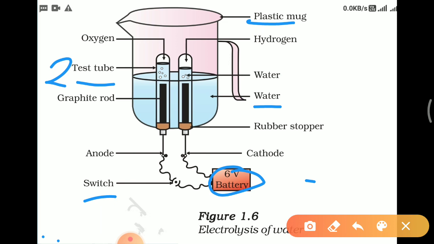So in the test tube where the collected gas is less, it is oxygen gas, and where the collected gas is more, it is hydrogen gas. Here also we should know it is the electrolysis, or decomposition by electricity, of water, and due to the decomposition of water there is the formation of hydrogen gas and oxygen gas at the two electrodes. So it is an example of decomposition due to electricity.